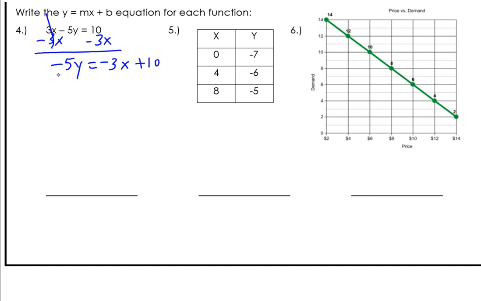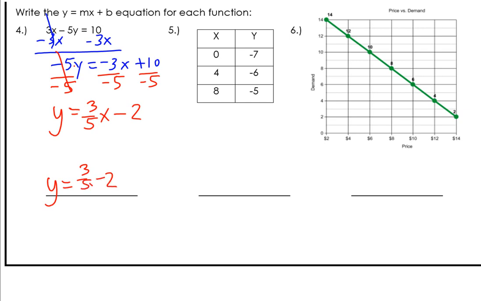Now in order to finish the problem, I need to get y by itself. Since this is multiplying, the inverse would be to divide every single term by negative 5. This becomes an invisible 1. 2 negatives make a positive, but I'm going to leave it in fraction form because it doesn't make a whole number. And 10 divided by negative 5 is negative 2. So the answer is y equals 3/5 minus 2. Whoops, I forgot my x. Y equals 3/5 x minus 2.